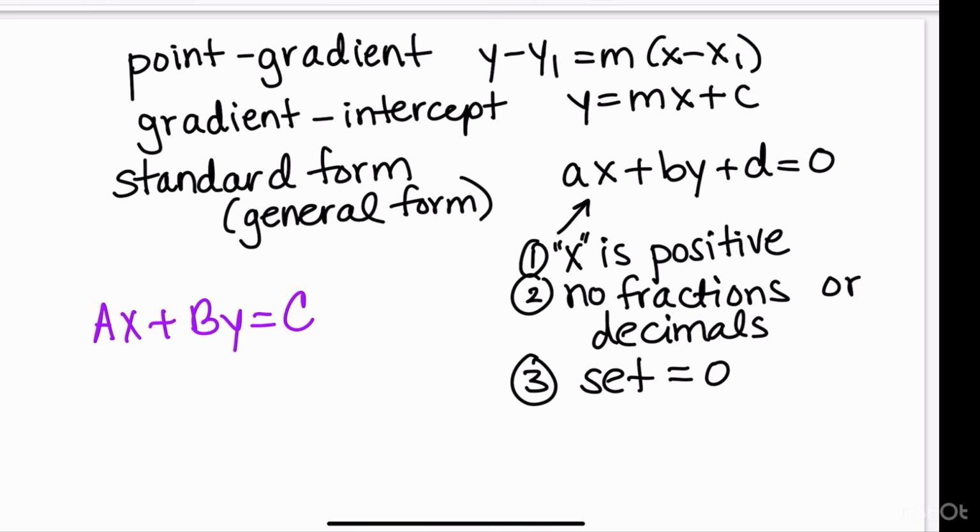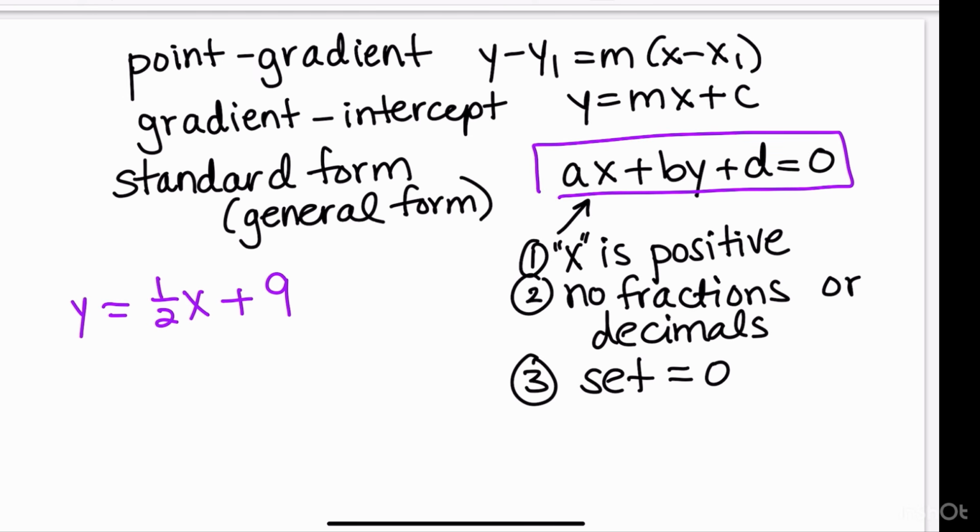This is a little different from algebra 2. In algebra 2, you learned this as ax plus by is equal to c. But in this case, notice for IB, it's going to be set equal to 0 instead. So let's take a look at an example. Let's say we have y equals 1/2 x plus 9. This is clearly not written in this general standard form because I'm supposed to have x positive, which yes, that is true.